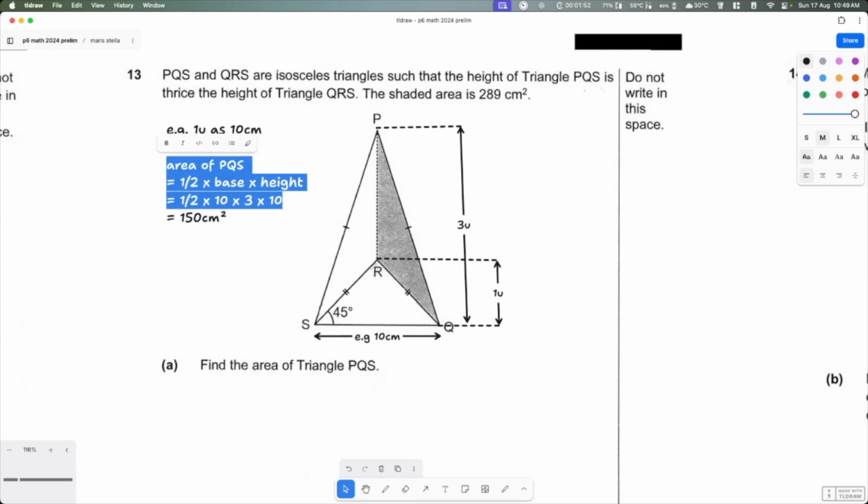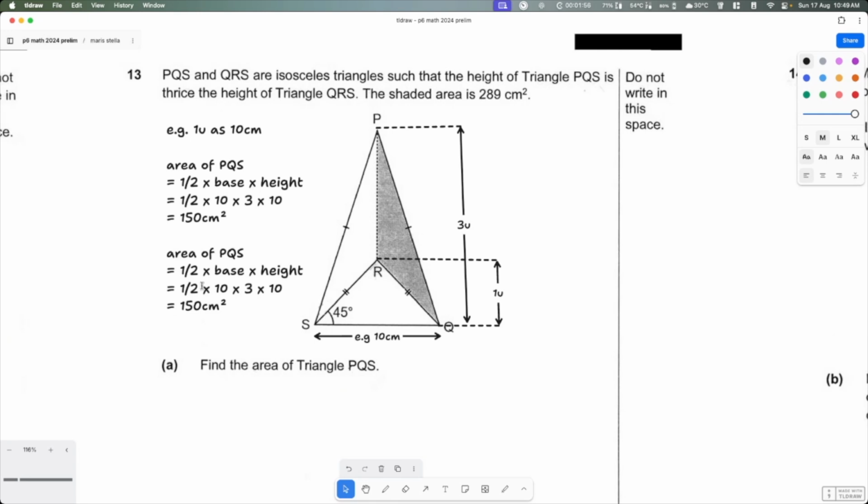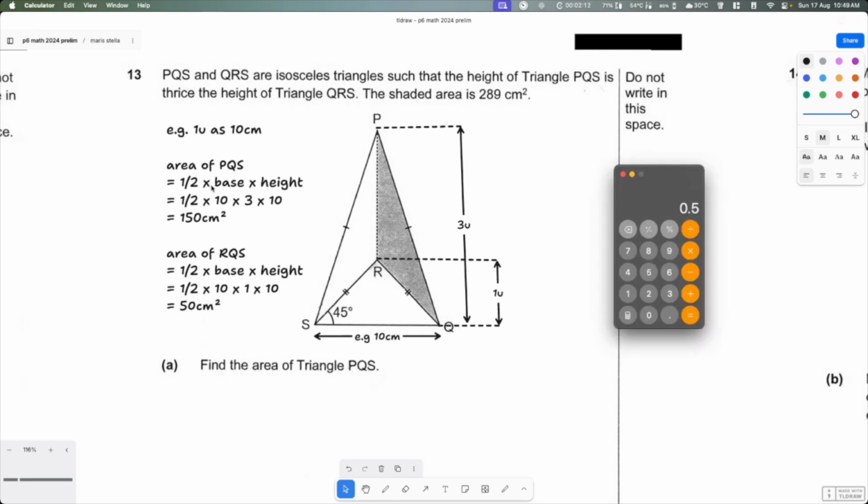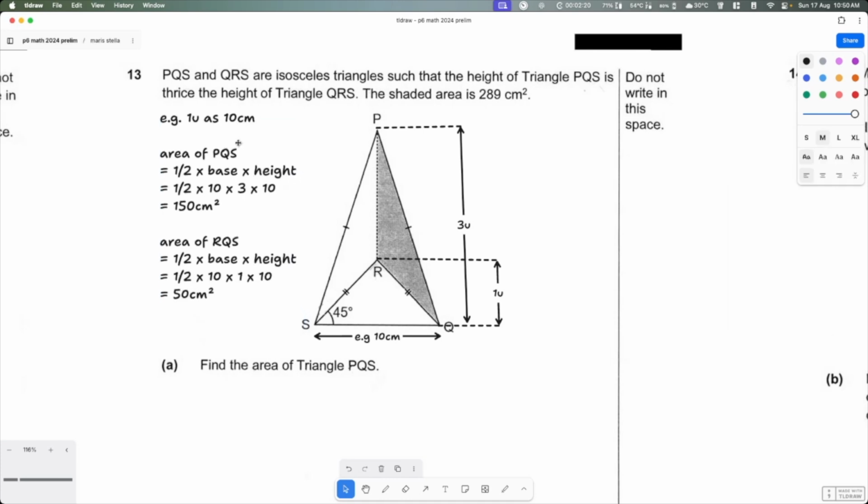So what about RQS? RQS is 1 unit. So it's half times base times height, 10 times 1 unit, 1 times 10. And this will become 50 centimeters square. If I use the calculator again, 0.5 times 10 times 1 times 10 is equal to 50 centimeters square.